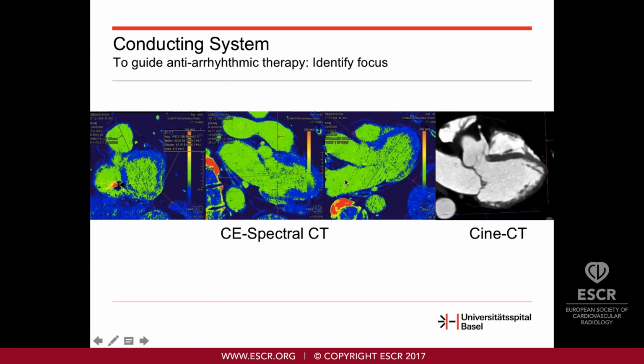So here spectral CT or dual energy CT or iodine mapping is a very interesting application to identify the focus and to guide therapy in electrophysiology, especially in patients that have pacers or defibrillators that cannot be used in an MR environment.